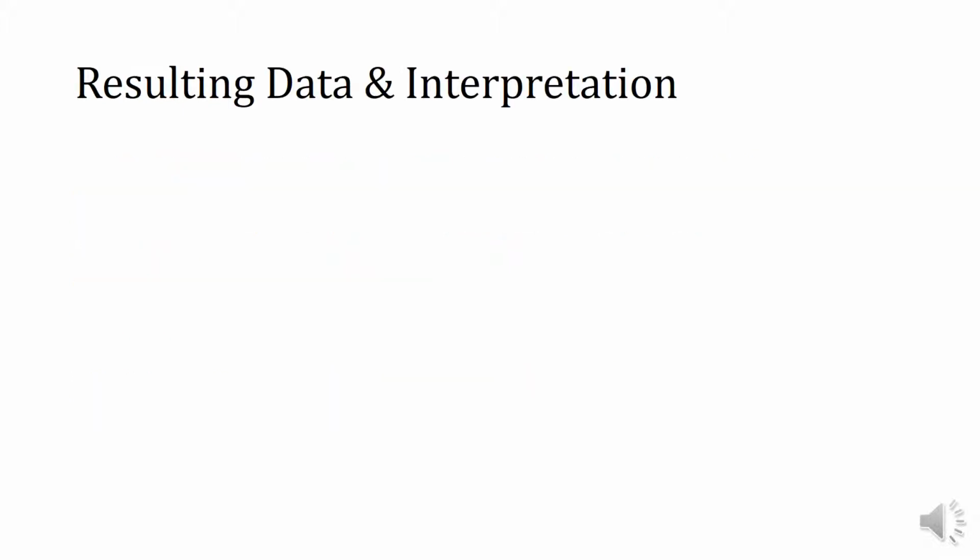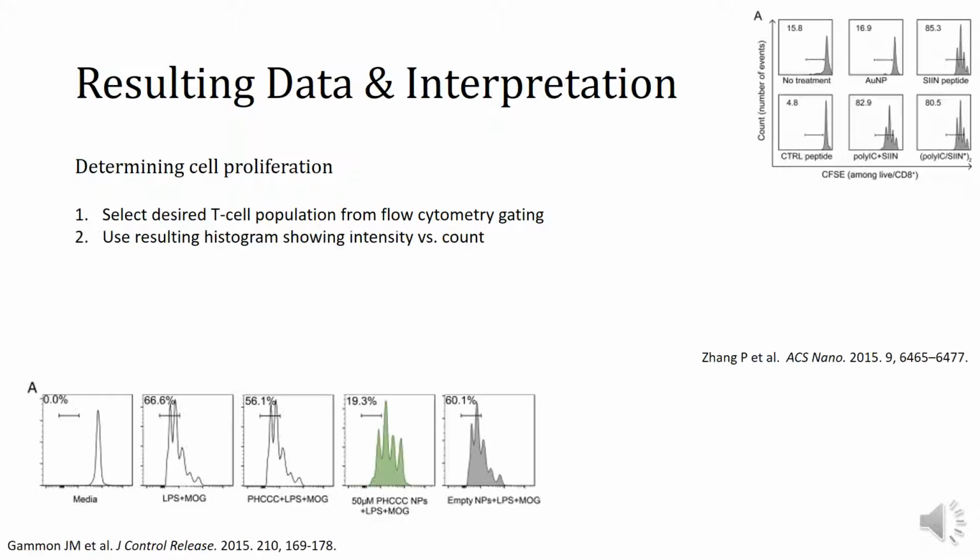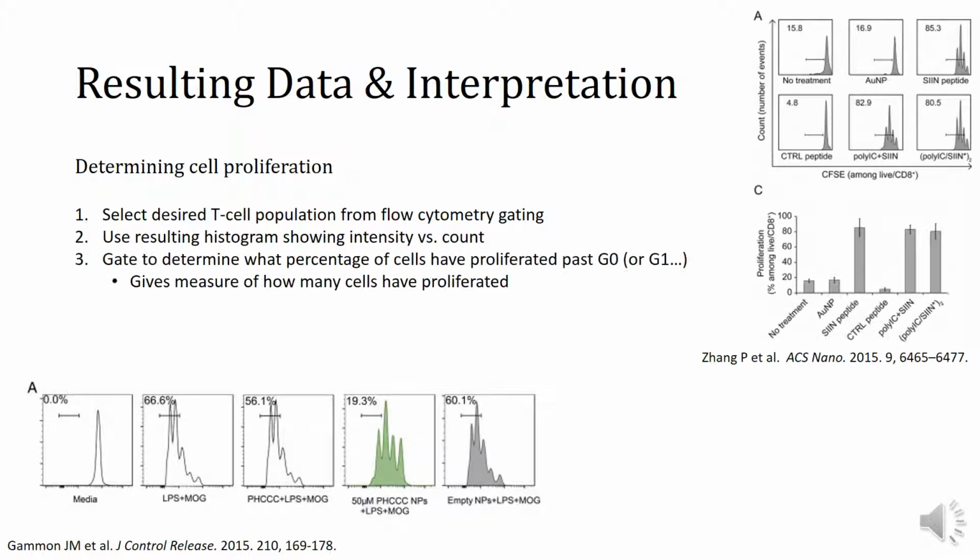After you run your flow and you have all of your data that you've collected, you're first going to select your desired T cell population. So these would be gating for the live cells, gating for whether you want CD4 or CD8 positive T cells, and then also for your CFSE. And then you're going to use the histograms that you get that have the count versus the CFSE to see how many cells have proliferated.